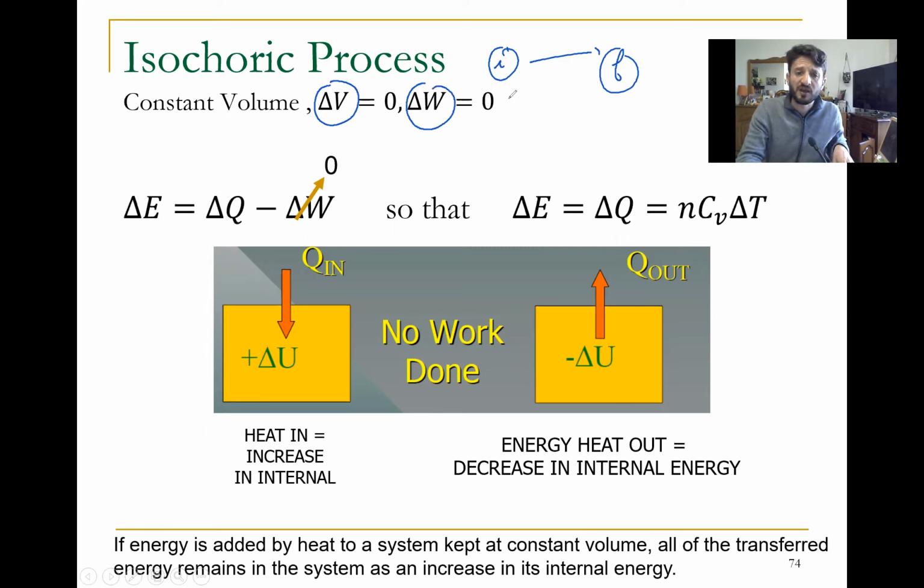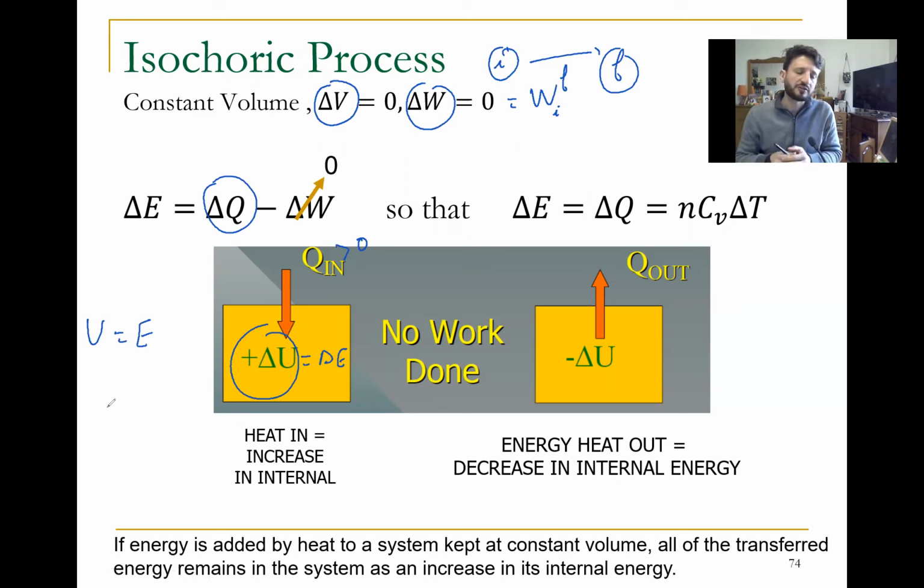You can say dW, or you can say W between the initial state and the final state. dW equals 0, so dQ added or lost by the system equals delta E. If we add Q, I mean Q hot, Q is positive. In this case, we have a positive value of delta U, delta E, okay? U is the same as E. You can write delta E or delta U as the notation of the internal energy.